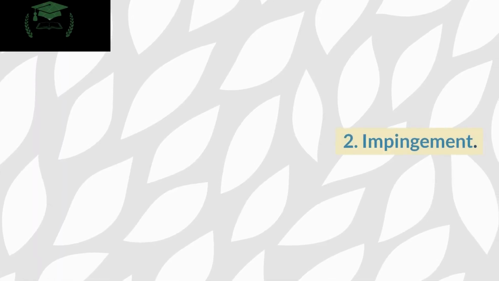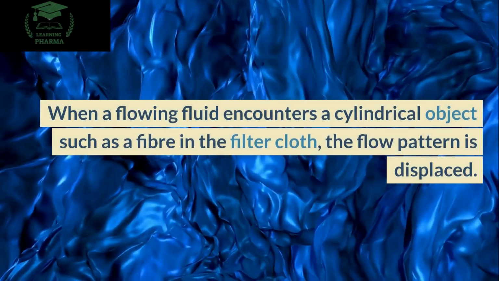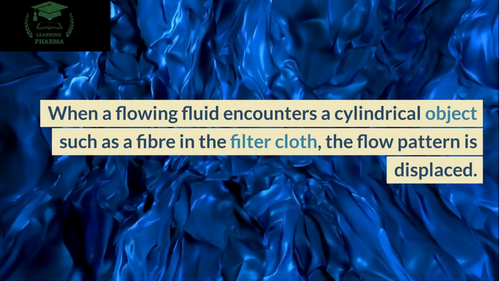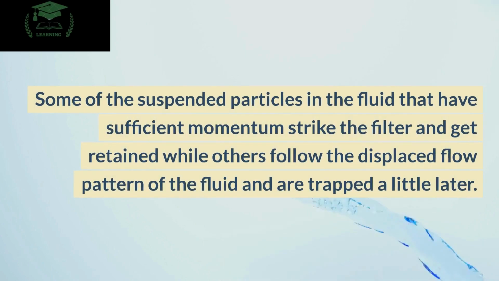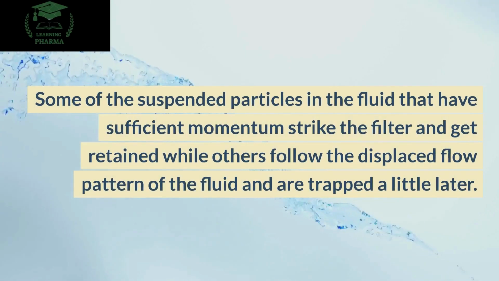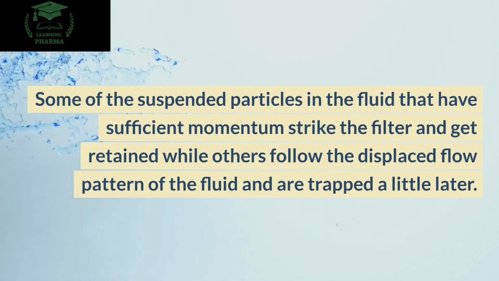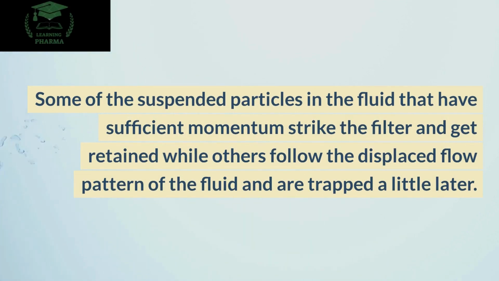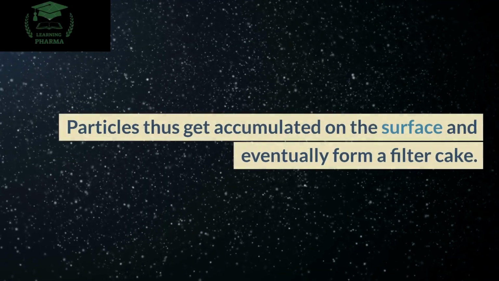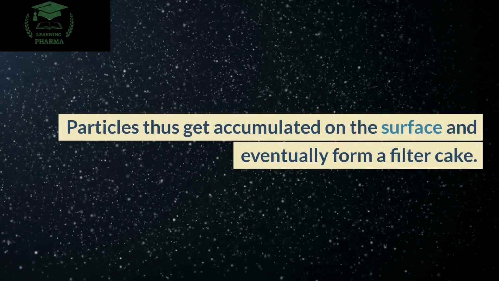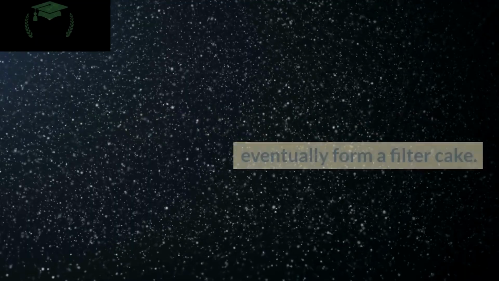2. Impingement. When a flowing fluid encounters a cylindrical object such as a fiber in the filter cloth, the flow pattern is displaced. Some of the suspended particles in the fluid that have sufficient momentum strike the filter and get retained, while others follow the displaced flow pattern of the fluid and are trapped a little later. Particles thus get accumulated on the surface and eventually form a filter cake.